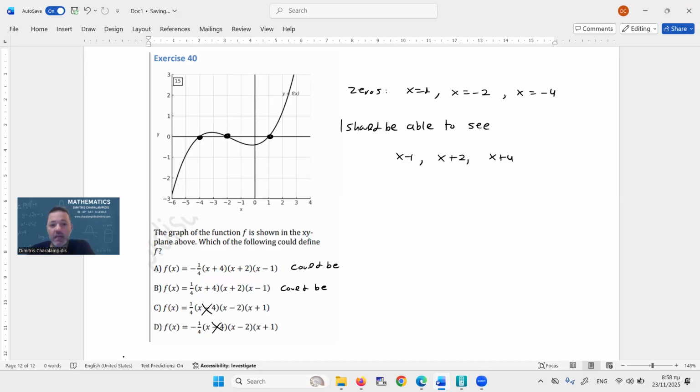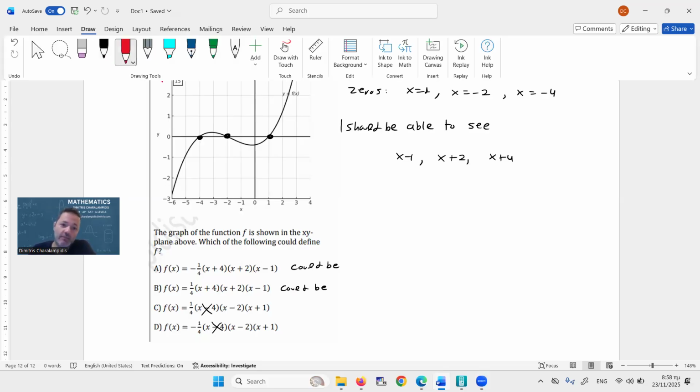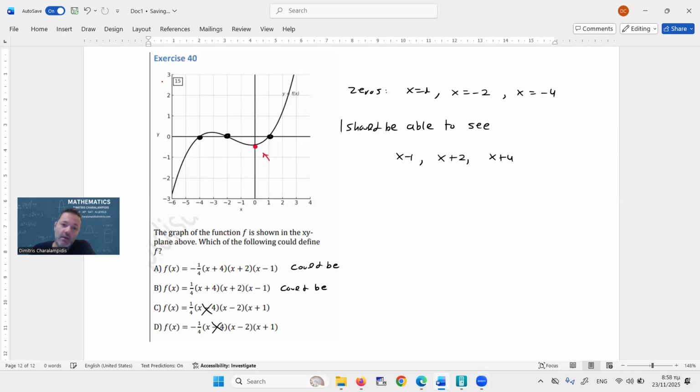To help me decide that, I cannot work with multiplicities because all of them are of multiplicity 1. I'll work with a point and I'll go to the graph and notice that when x is 0, the y value is negative. So I'm going to apply this to both A and B.